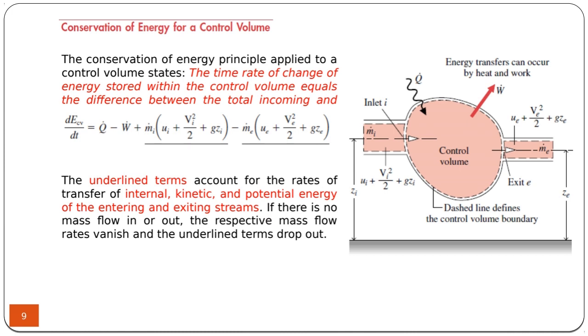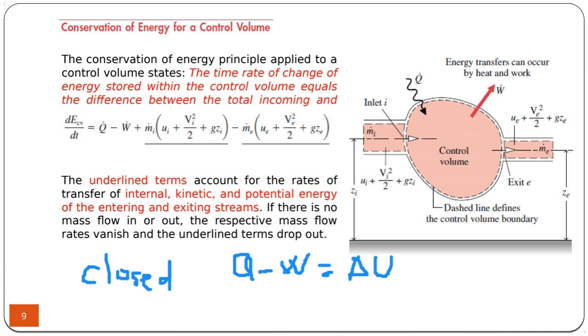So for closed systems, we have only the energy interaction as Q minus work, which is equal to the net change in the internal energy plus the change in the kinetic energy plus the change in the potential energy.